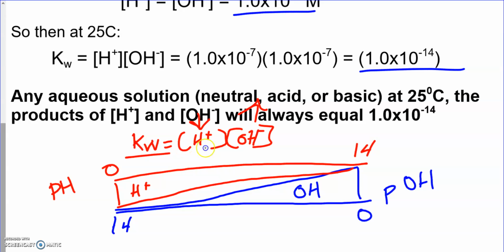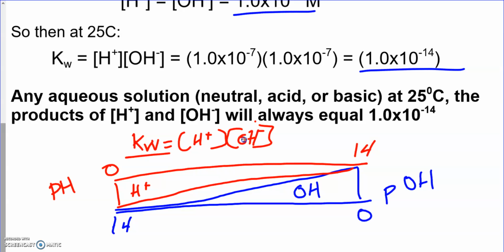So if I was to add an acid to water, it would increase my hydrogen ion concentration, because acids produce hydrogens, and therefore decrease my hydroxide ion concentration. If I was to add a hydroxide or a base to water, such as sodium hydroxide, it would increase my hydroxide ion concentration and decrease my hydrogen ion concentration, resulting in a basic solution. So that's the only difference between acidic and basic: which species is more prevalent.